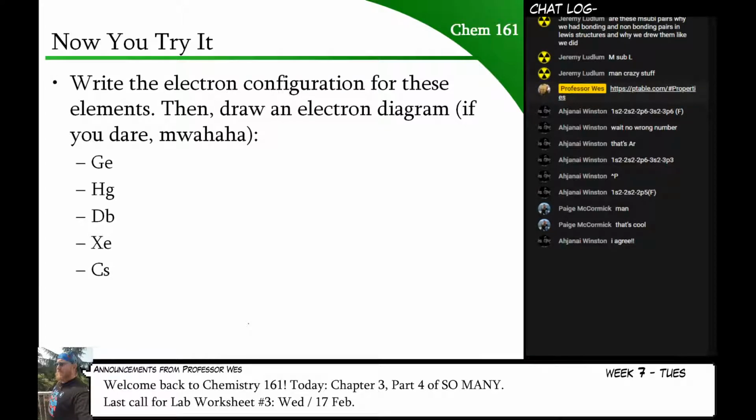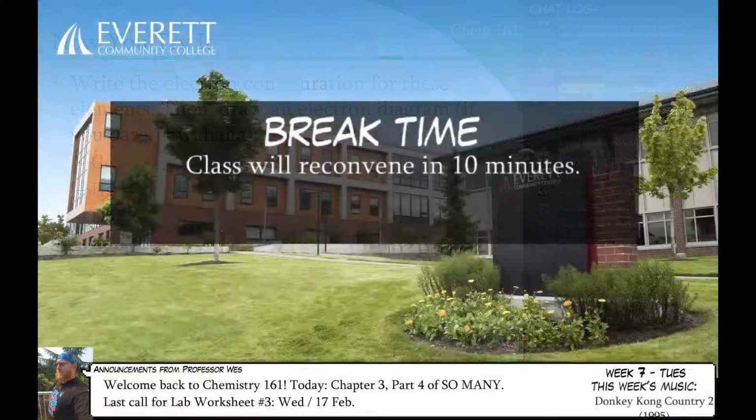So you could try these over the break if you want, but I've given you these ginormous elements. In fact, one of them is a radioactive one, dubnium or whatever. Yeah, 105. Write the electron configuration for all of these things using the periodic table. You just do it really quickly. But you're going to do that when you get back. So we'll take our break now.